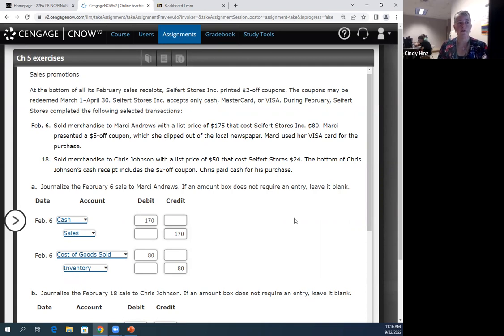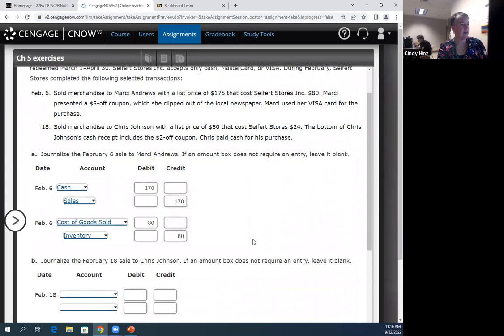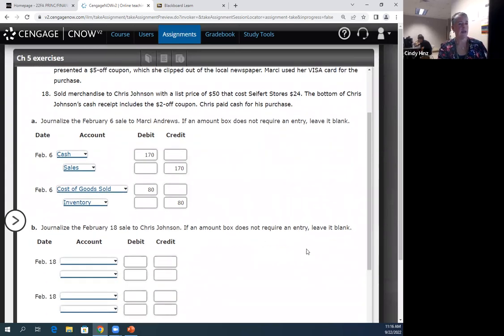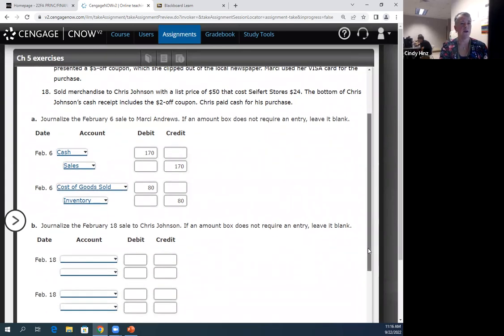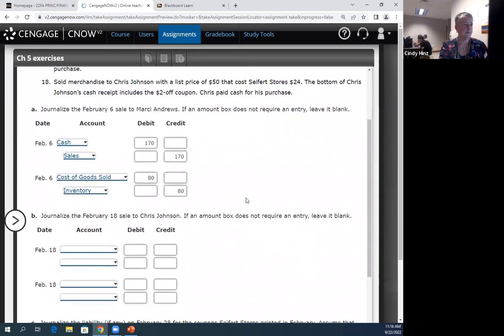Okay, any questions before we keep going? Okay, go ahead and try part B then on your own. So this is a sale to another customer, and this customer uses the $2 off coupon that he had from the bottom part of his receipt. So go ahead and record that.